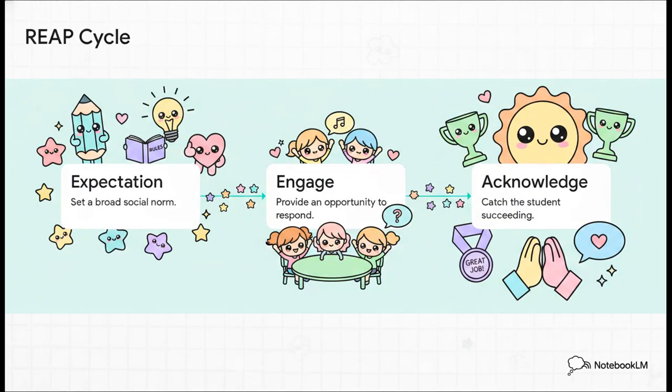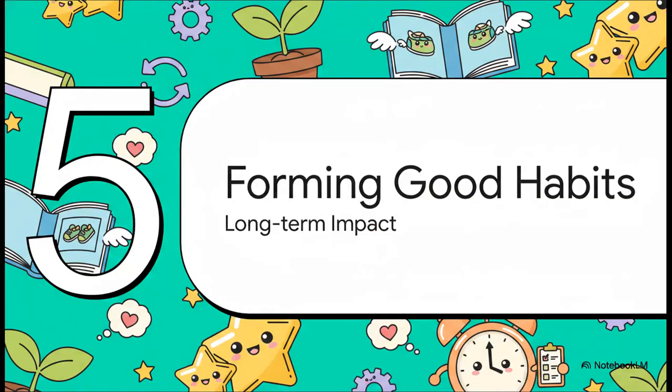Let's move on and see how this builds seamlessly in a real, living classroom. It's a continuous, step-by-step preventative cycle. Step 1, you set a broad expectation, like be responsible. Step 2, you provide a highly engaging opportunity to respond during your lesson. Step 3, when a difficult-to-reach student successfully engages, you catch them in the act and acknowledge it, which, as you can guess, circles right back around to building that crucial rapport we talked about. Section 5, forming good classroom habits.